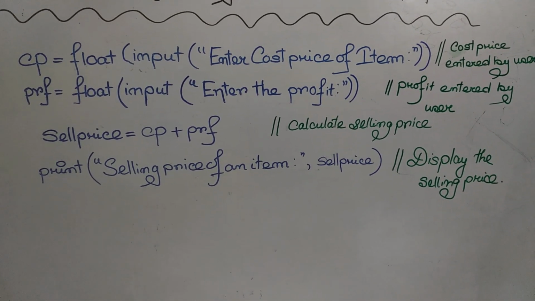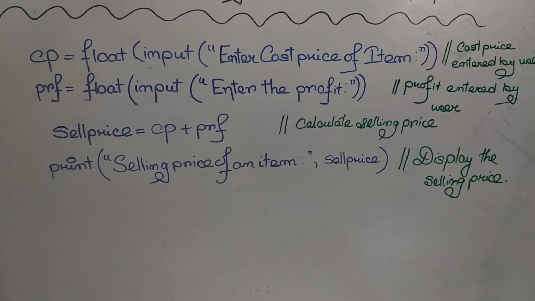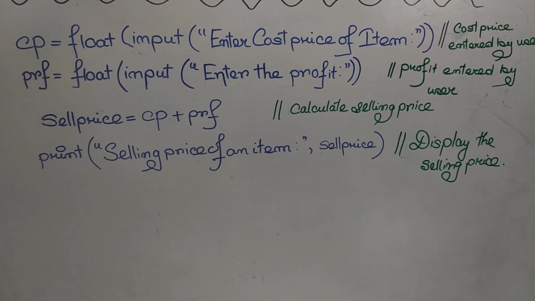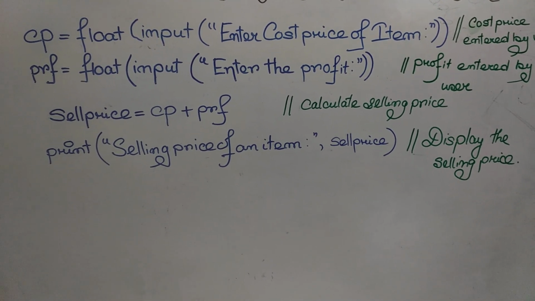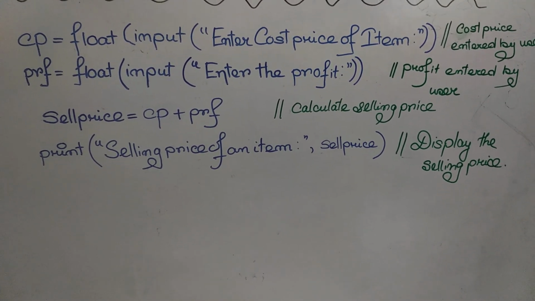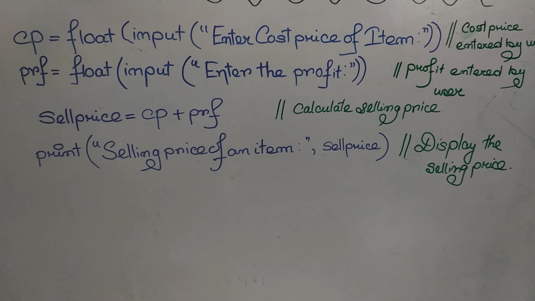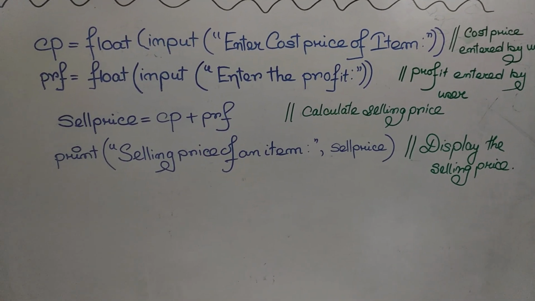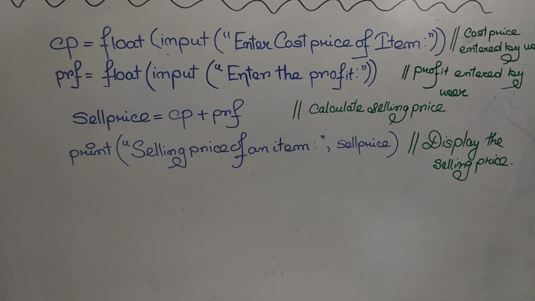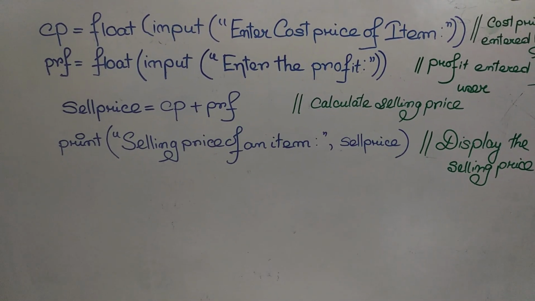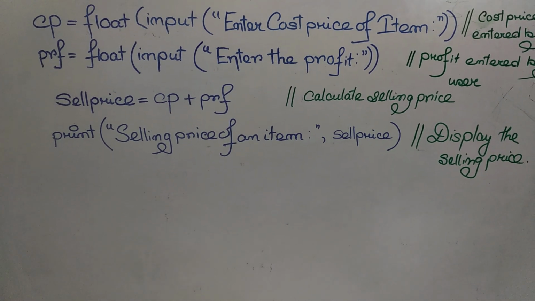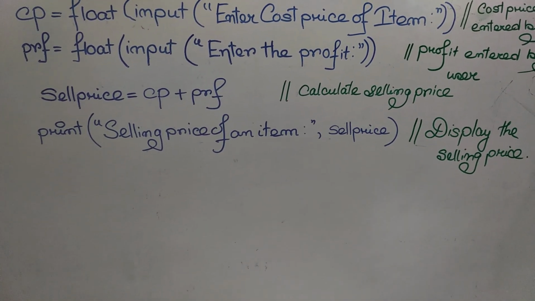It is very easy. Sale price, which is another variable, and which is the total of cost price and profit. The cost price is taken in a variable CP and the profit is taken into the variable PRF, and cost price and profit will add together to calculate sale price or selling price.